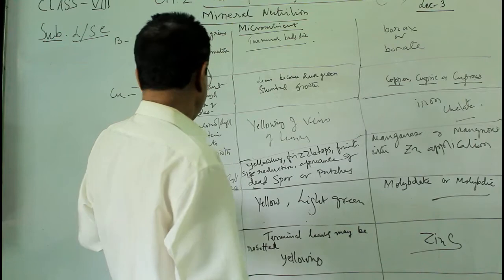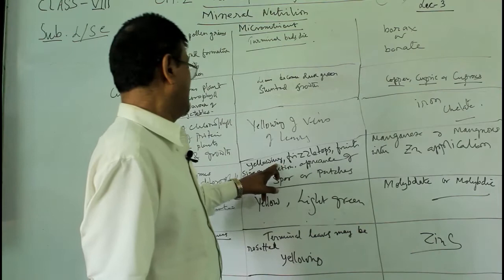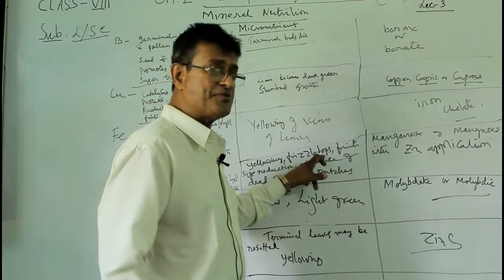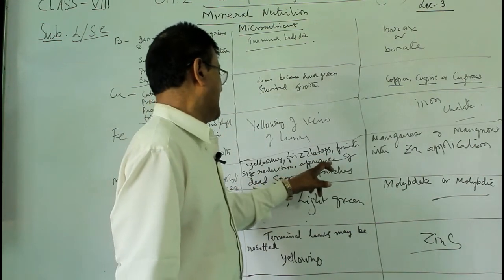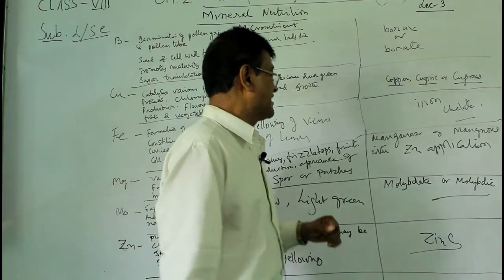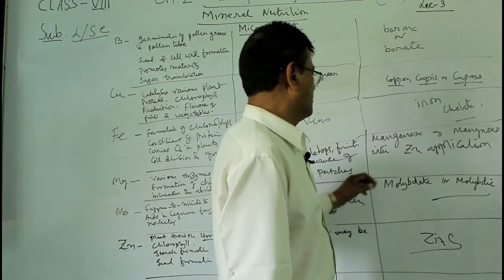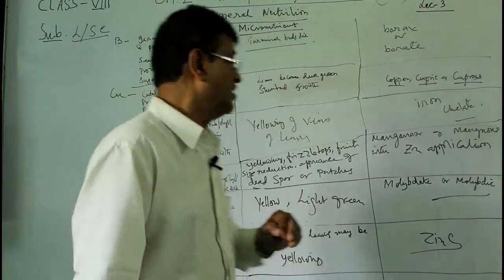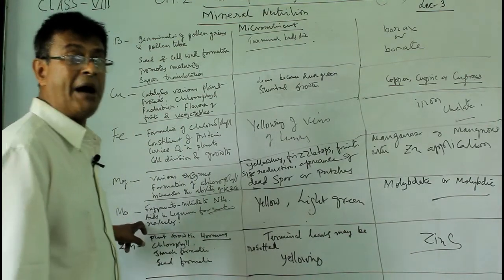Then, what will happen if it is deficient? The yielding of the plant, frizzle tops, fruit size will be reduced, and dead spots or patches will appear. To prevent this, manganese or manganese with zinc application will be very fruitful, and will prevent this deficiency. Welcome to molybdenum, another micronutrient.